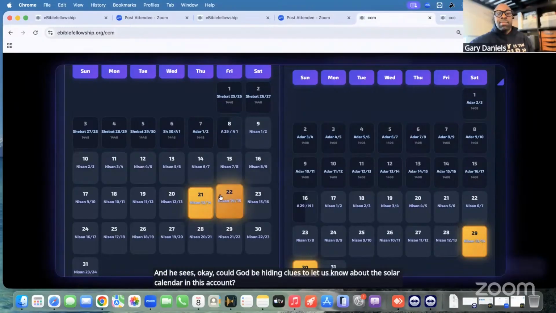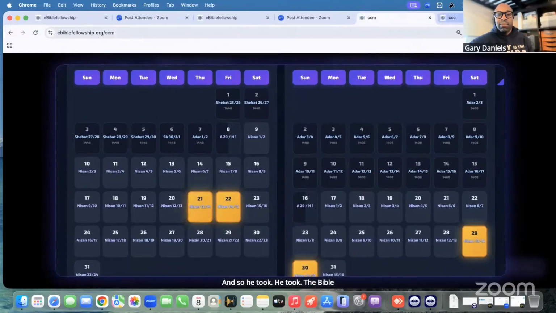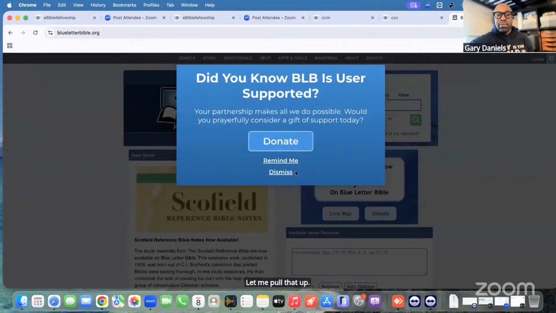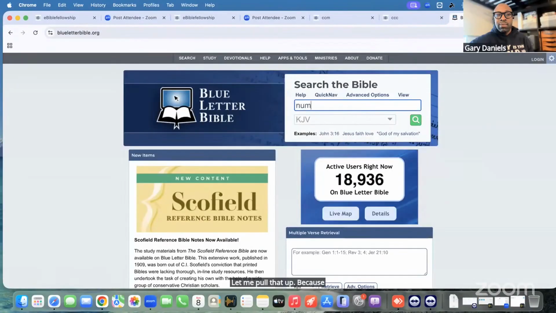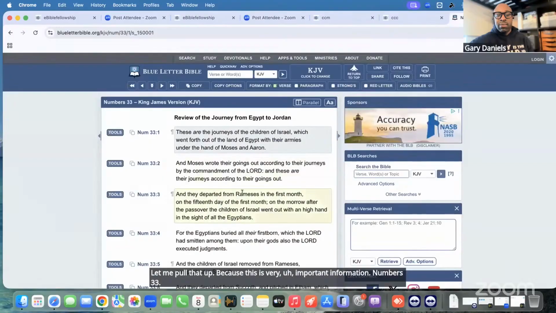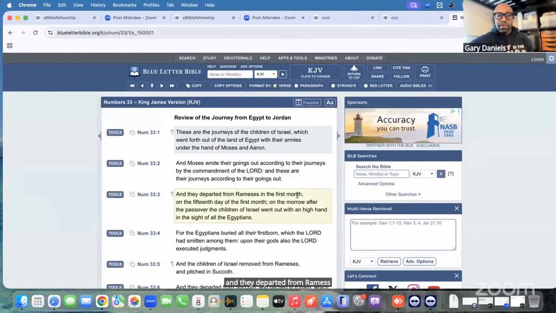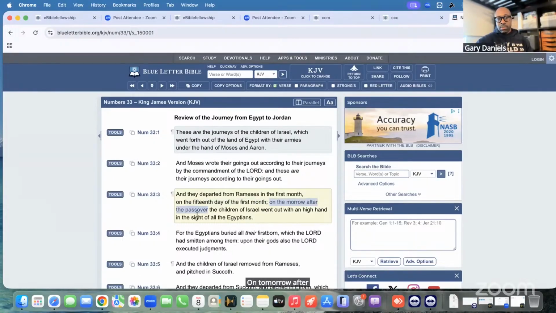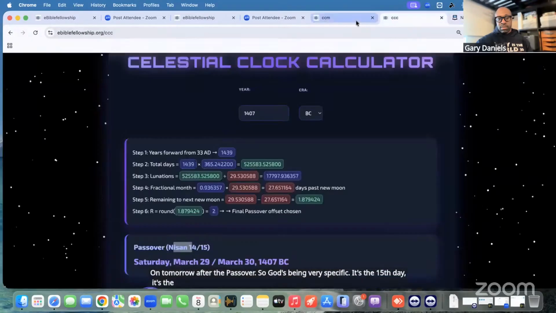And so he took the Bible, which says in Numbers, let me pull that up, because this is very important information. Numbers 33: And they departed from Ramesses in the first month, that's Nisan, on the 15th day of the first month, on the morrow after the Passover. So God's being very specific. It's the 15th day, it's the morrow after Passover.